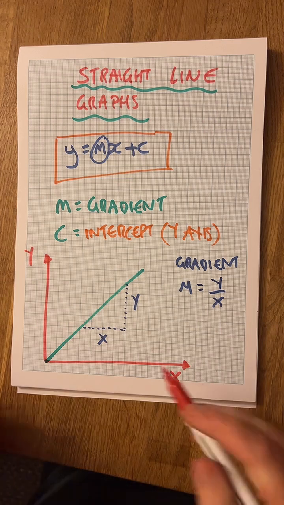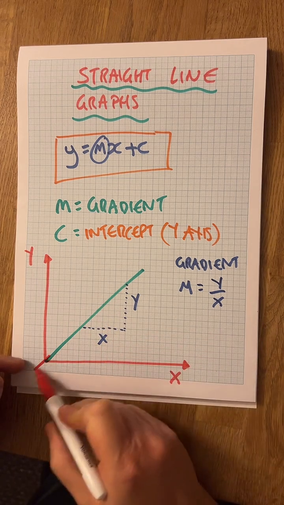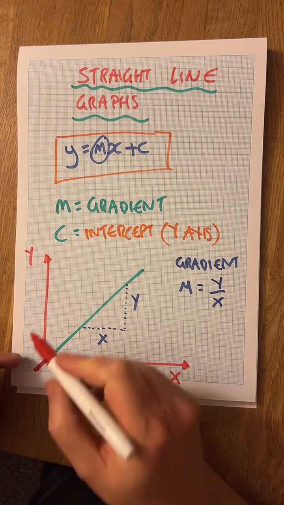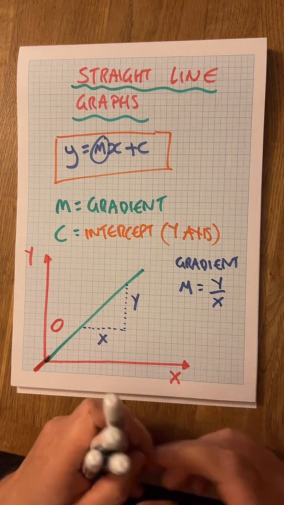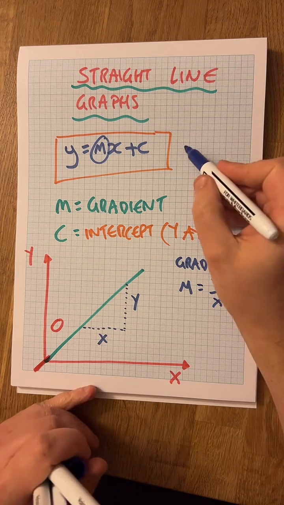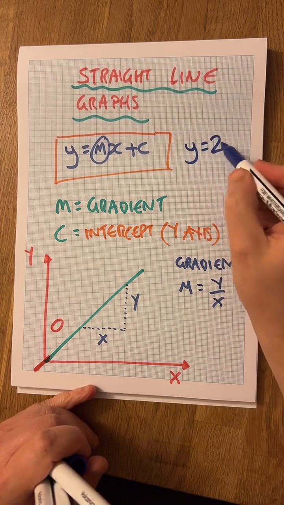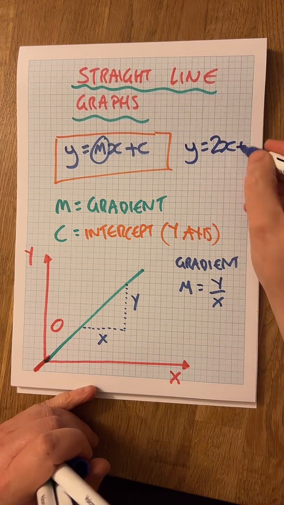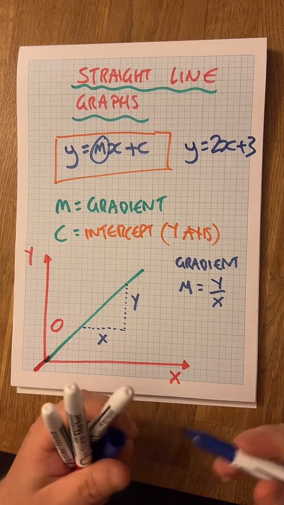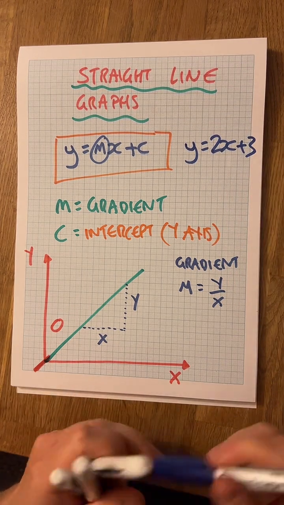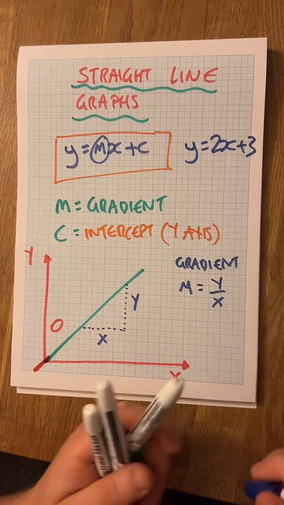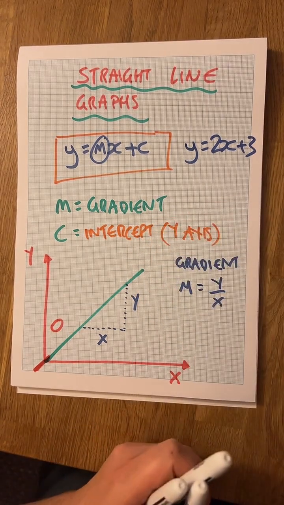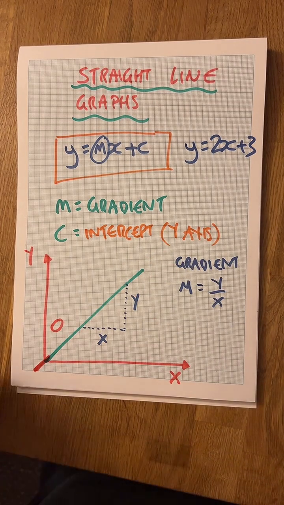That's the gradient, and then the c is where it crosses the y-axis. In this case, it's 0. Sometimes you see a straight line graph in the form 2x plus 3. That's a straight line graph. So we're going to find the gradient, find the intercept, see what they are, and plot some graphs. You will see it in GCSE, engineering, BTEC level 3s. If you're doing that, you'll see it everywhere.